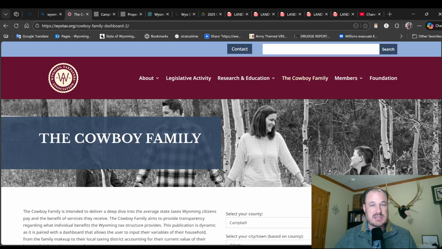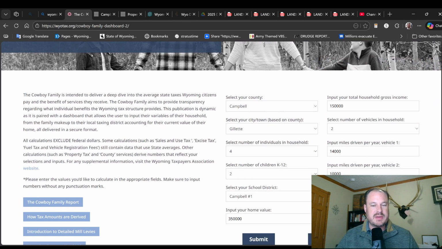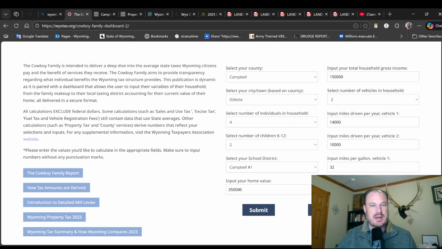Again, the Wyoming Taxpayers Association is not a division of the state. Okay, it's not a state department. This is its own third-party entity. It's really a watchdog group for taxpayers, and they do a really great job. So they developed this tool, the Cowboy Family, and if you scroll down a little bit, you'll see you have lots of different fields. You can read through the instructions. You can actually even click on some of these reports.